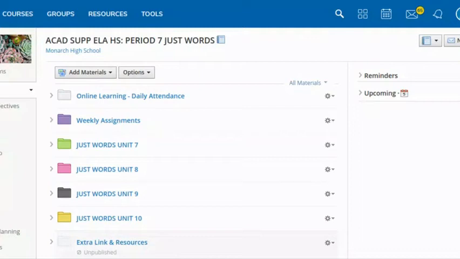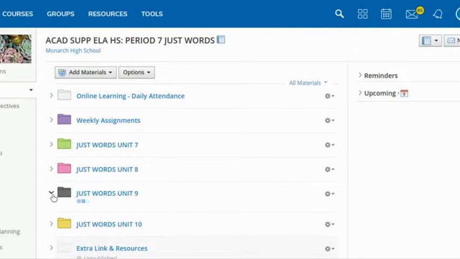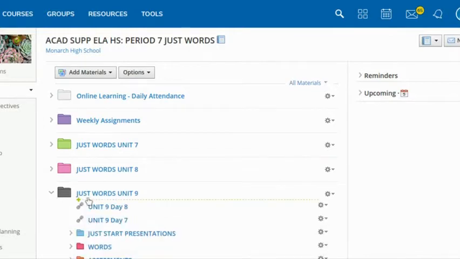Folks, today we're going to cover Day 9 of Unit 9. We're going to start off today always with the Schoology site here. Just want to make sure that we are always checking our folder here, Just Words Unit 9. And in that folder, we have the weekly links.